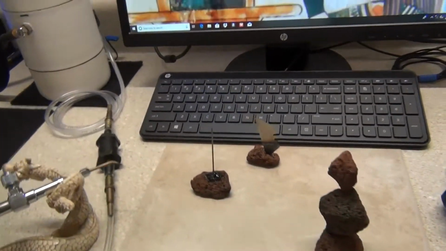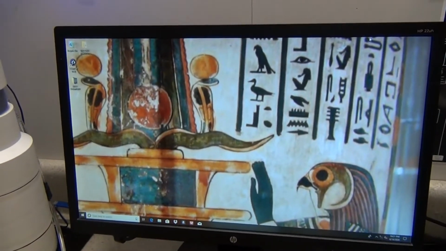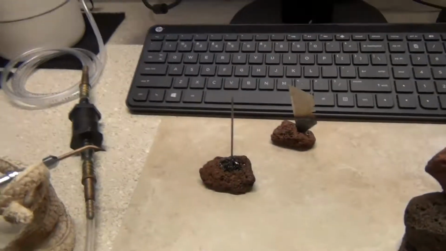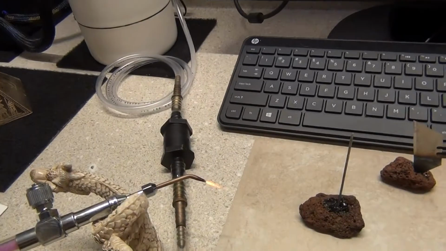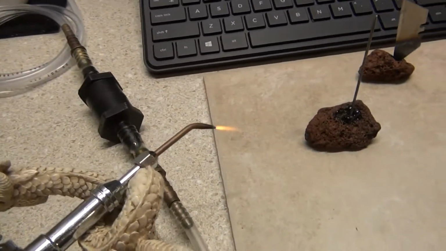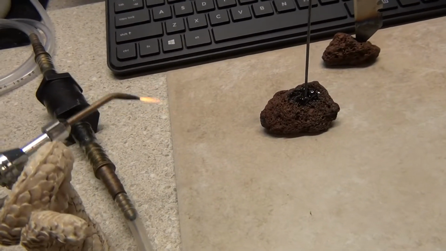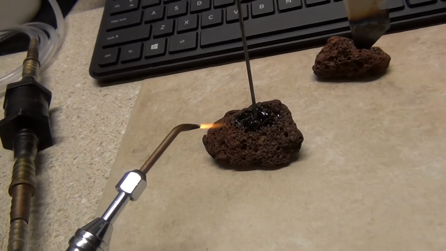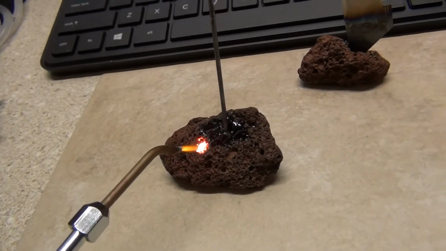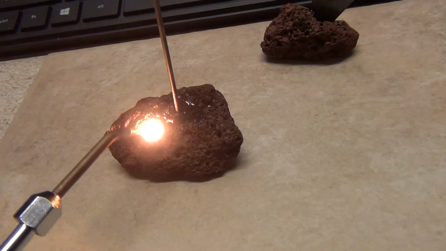So a lot of people have asked me, how did the Egyptians manipulate those stones and cut them like butter? Well, HHO gas is the answer. Now these are lava rocks and they manipulate very easily. They turn into glass. And I've got to look through the camera to do this because it's so bright.